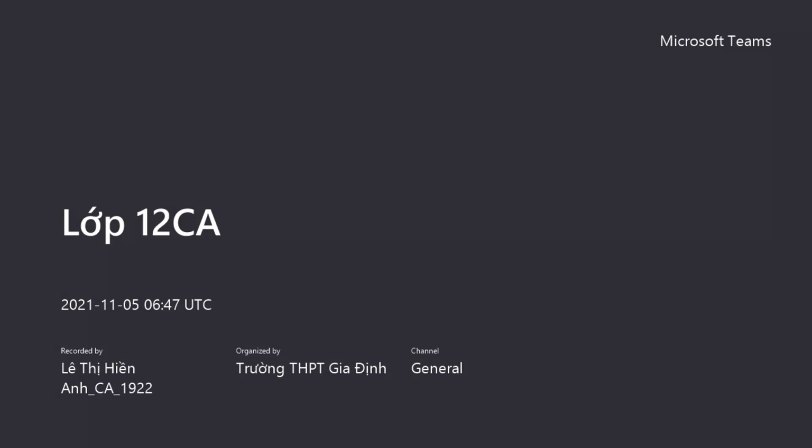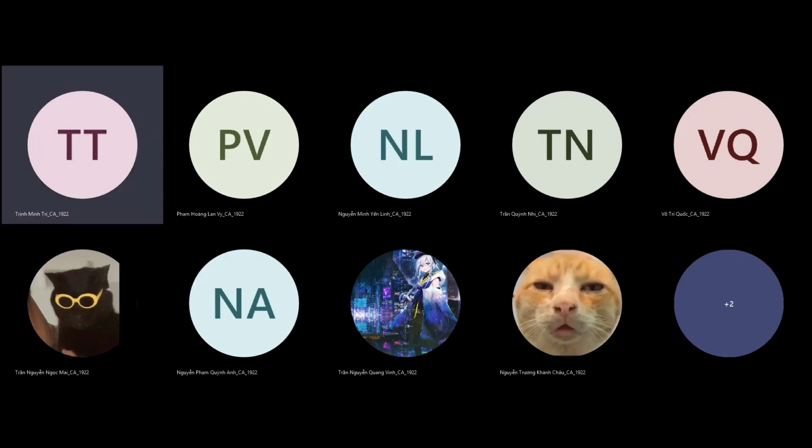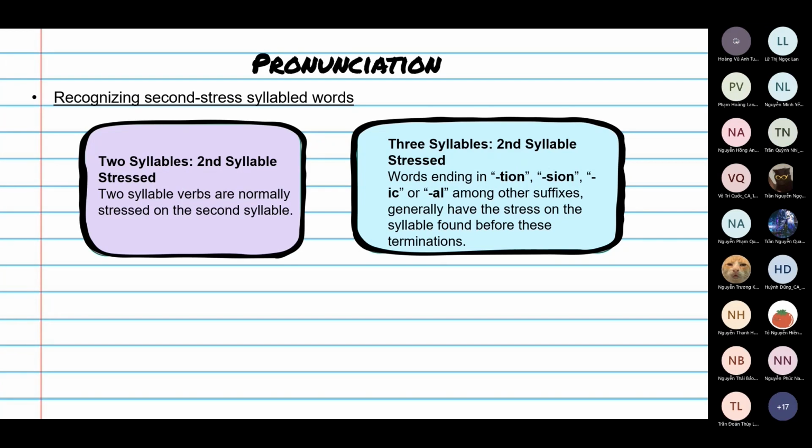Words with 3 syllables. The second syllable is stressed if the word ends with these suffixes as shown on the screen. Some examples would be confusion, consumption, denial, and metallic.